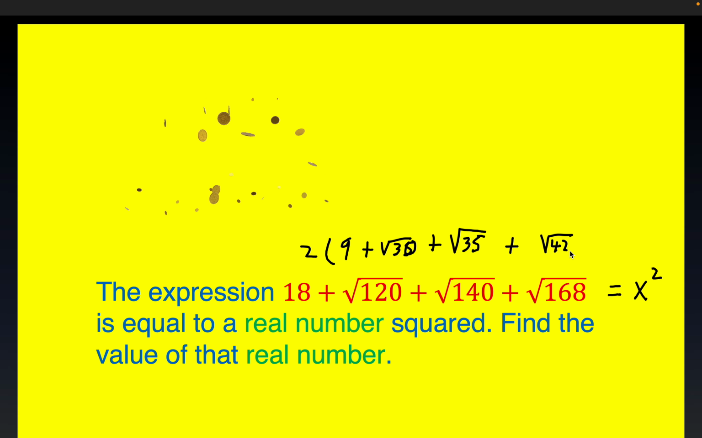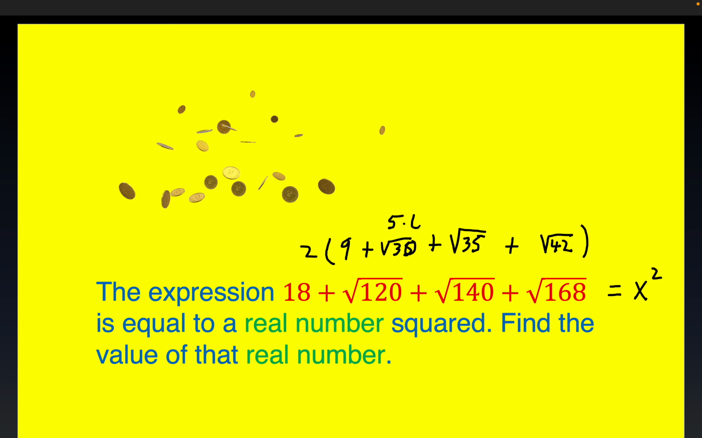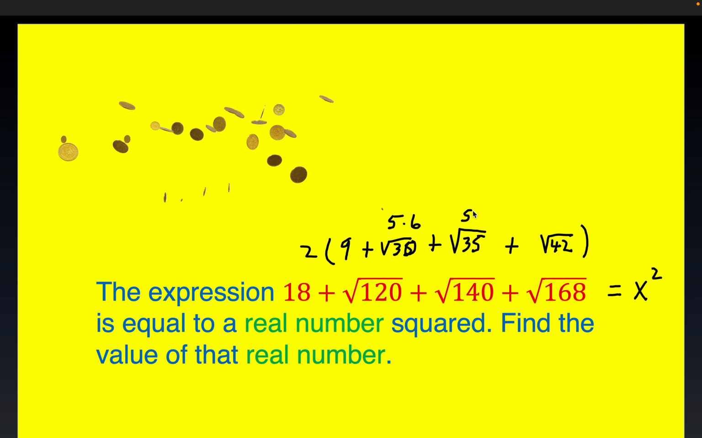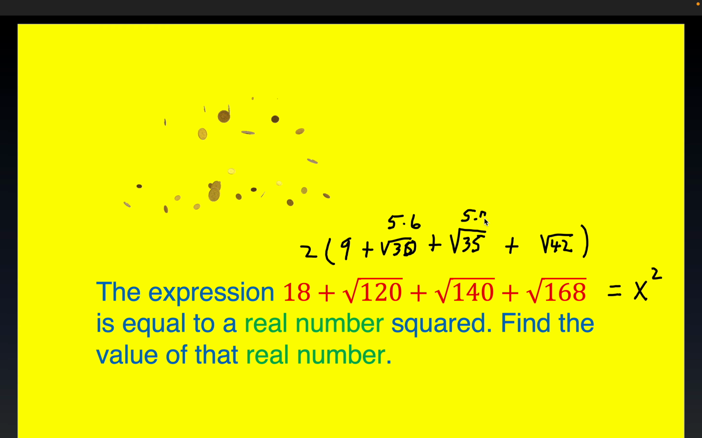Now you're saying to yourself, well, what does that have to do with writing it as something squared? Well, you're right. But what happens here is you can pick out some nice factors. For example, you have 5 times 6 as the radicand here. You have 5 times 7 as the second radicand. And what's this? This is 6 times 7.